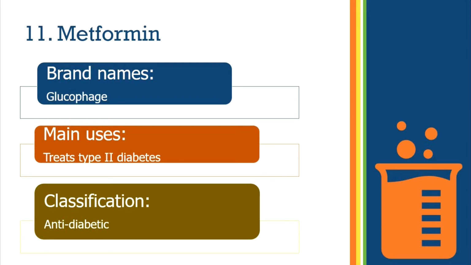Metformin. The brand name for it is Glucophage. It is used to treat type 2 diabetes, and it is an anti-diabetic medication.